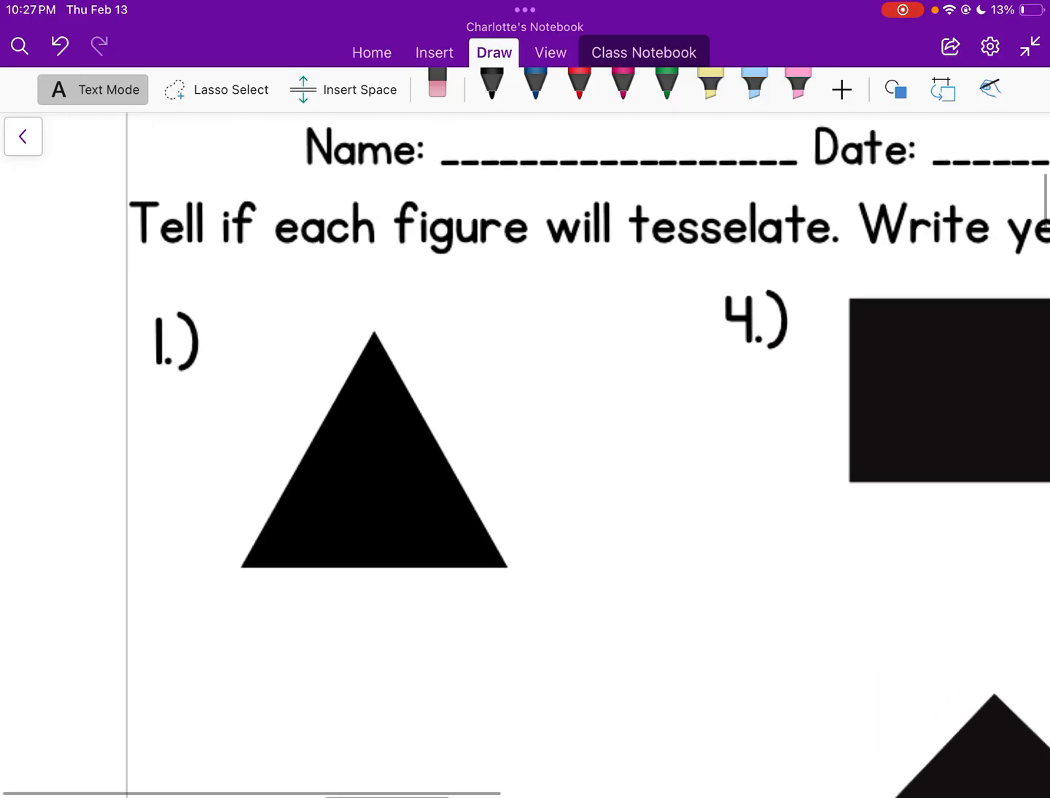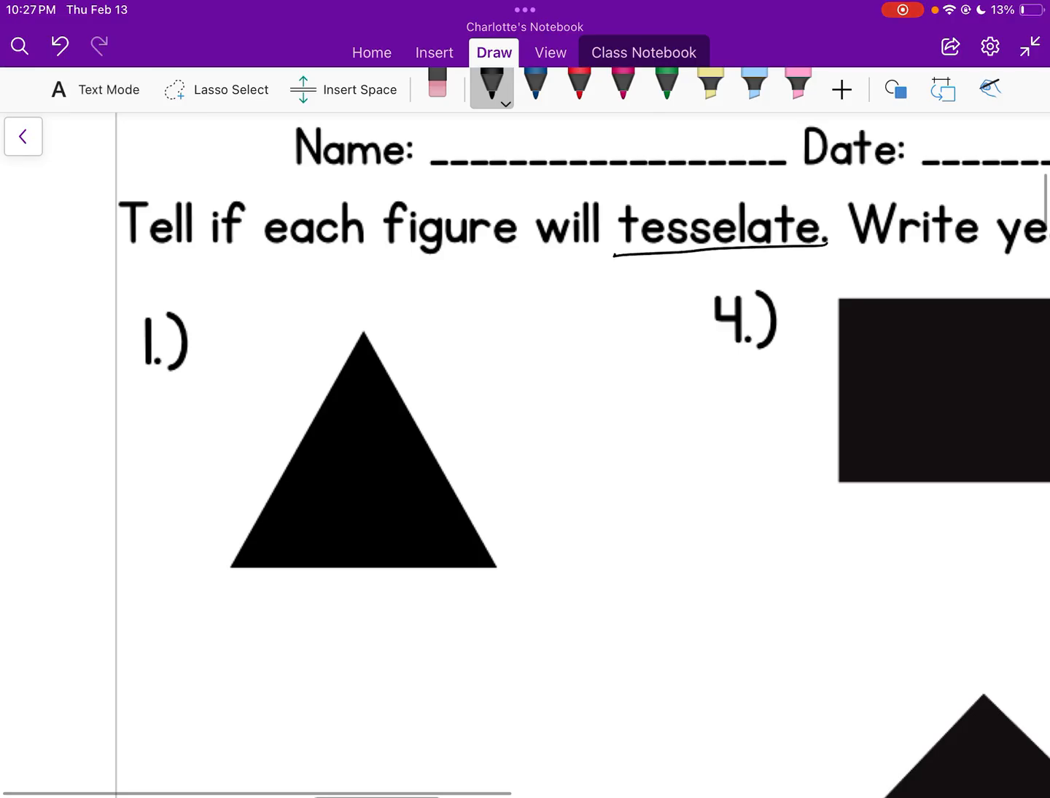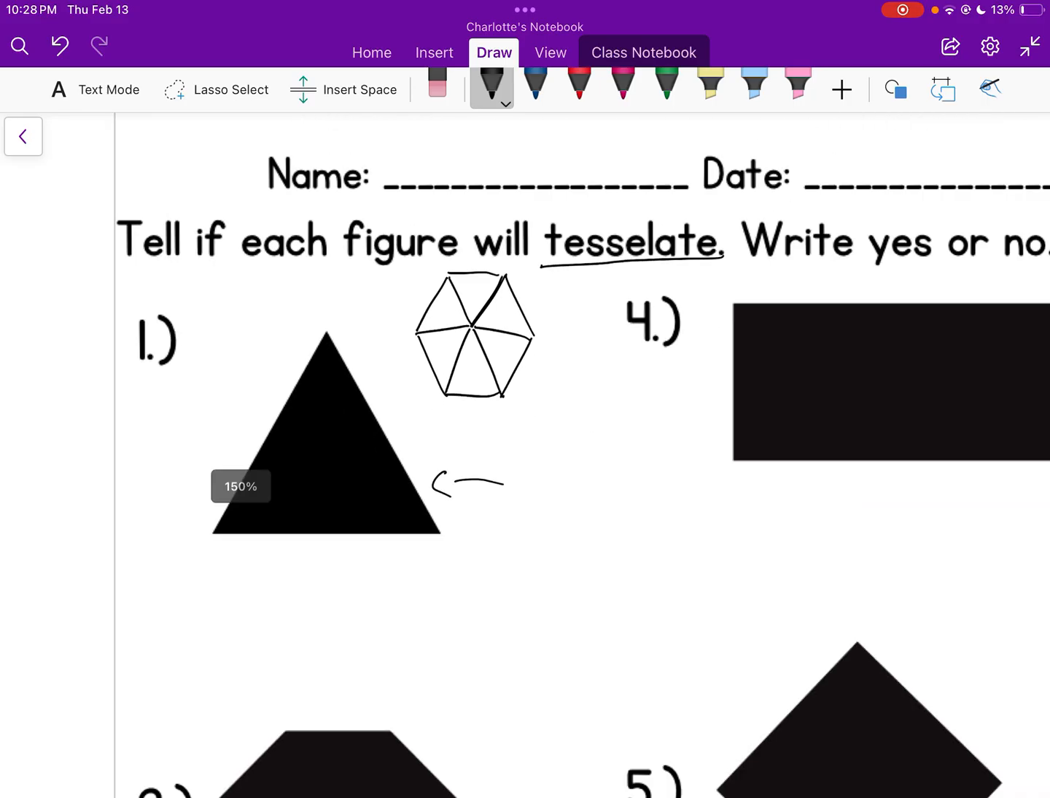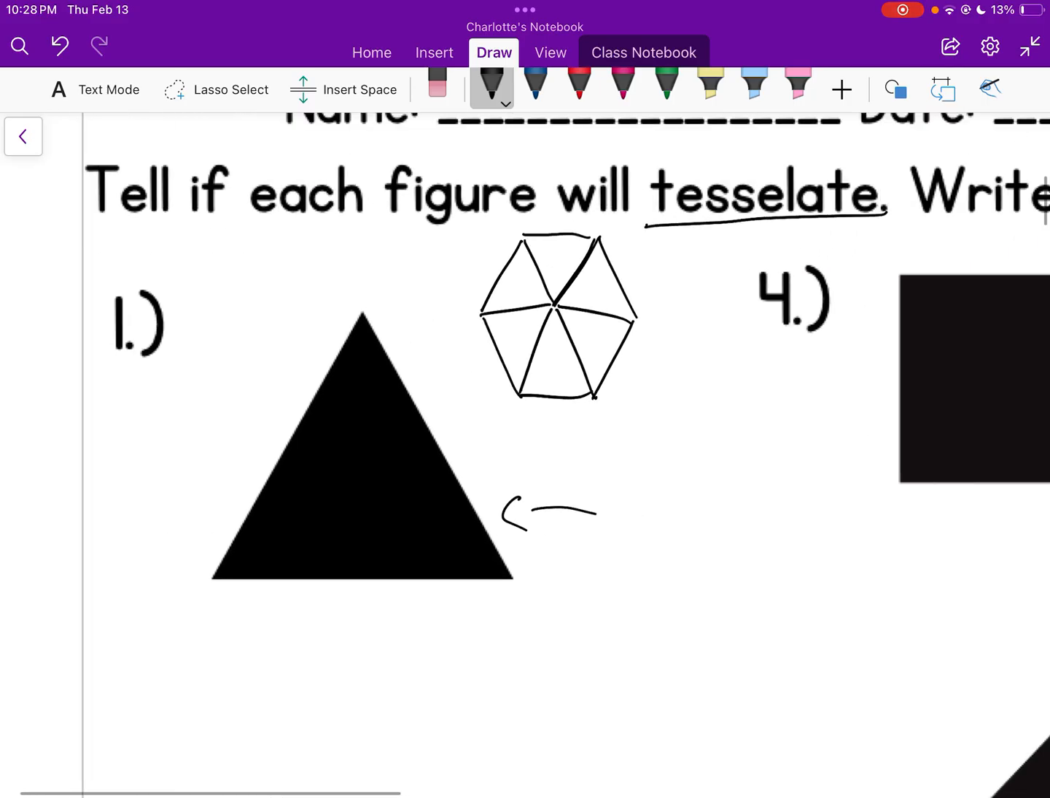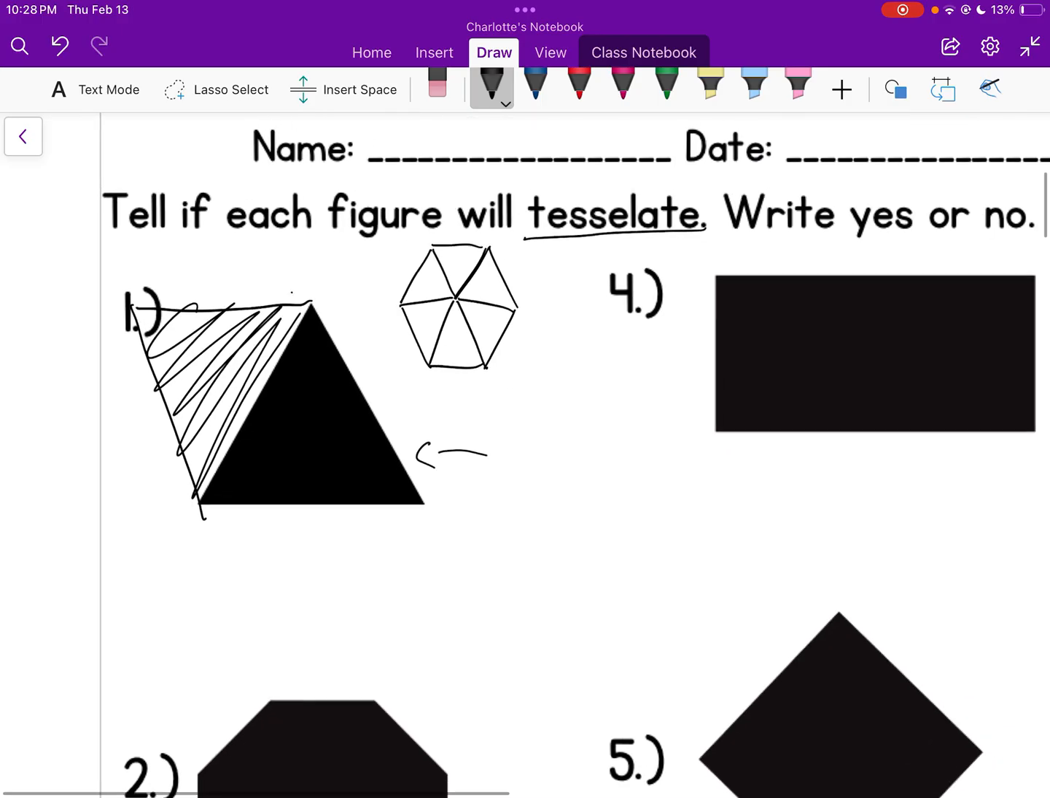When you say tessellate, it means that when you draw the shapes out together like this on the grid, they should stick to each other without any gap between. So in this case, the triangle, this is an equilateral triangle. When you put it together with the other one, there's no gap like this. So this one's yes.